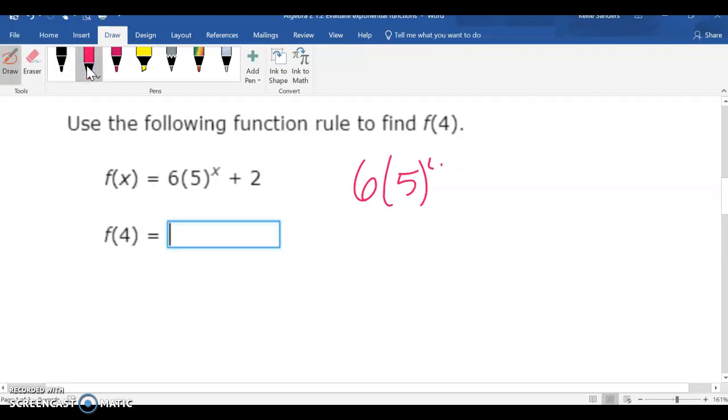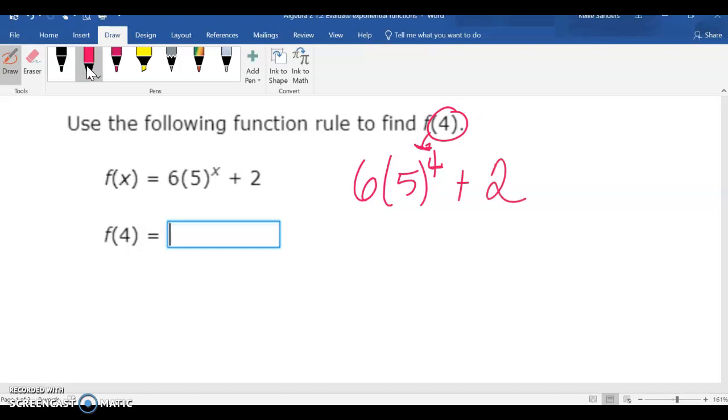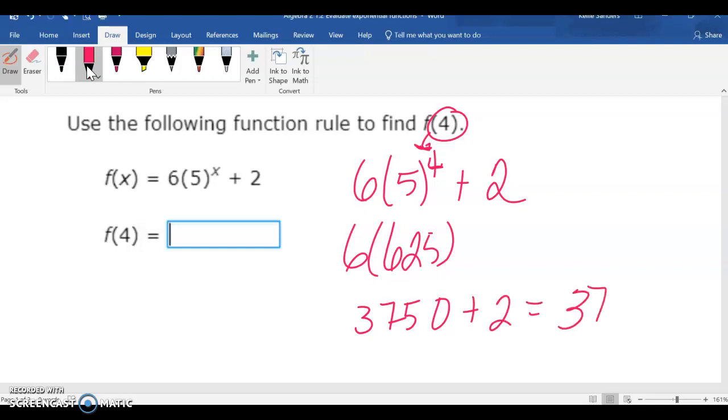6 to the 5 to the 4. That 4 is that 4. Okay, 4 plus 2. 625 times 6. 30, 12, 15, 36, 37 plus 2. 3752.